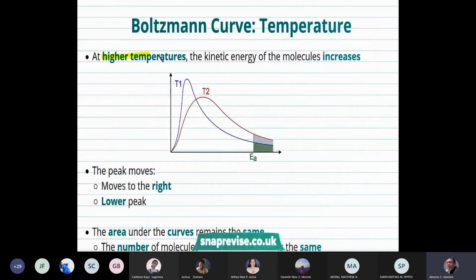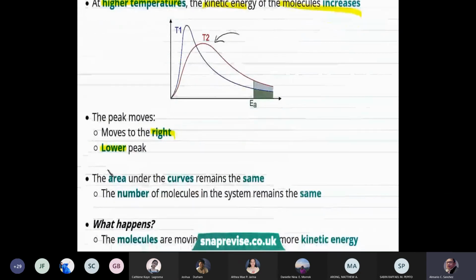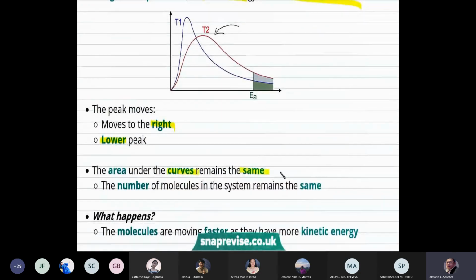Well, we know that at higher temperatures, the kinetic energy of the molecules increases. So what we'll see is that from our original curve, we have a slightly different curve. The peak moves to the right and it becomes a lower peak. So here, the curve labelled T2 is symbolising a curve at a higher temperature. Now it's important to notice that the area under the curve remains the same.